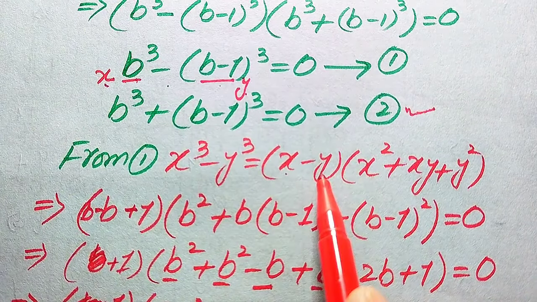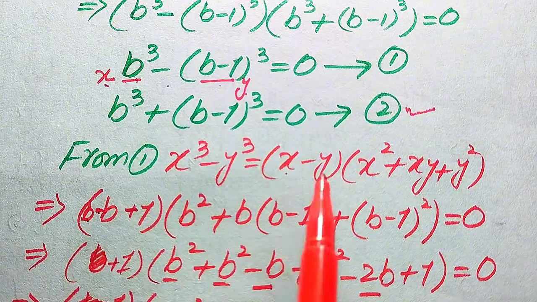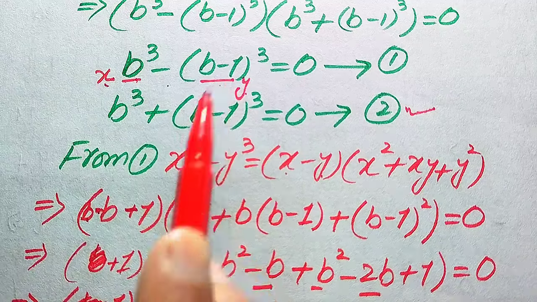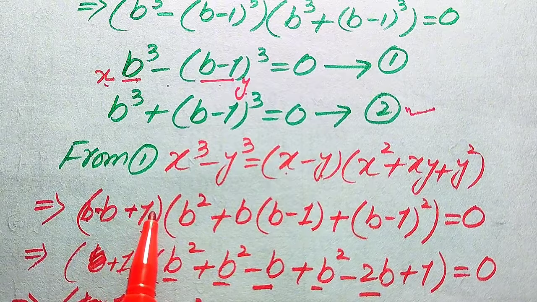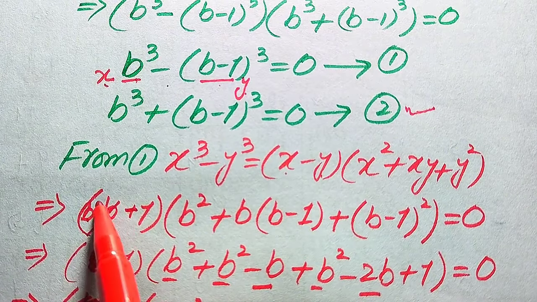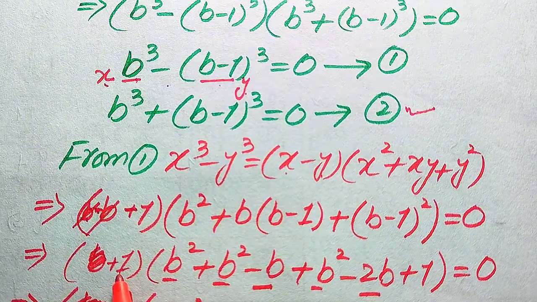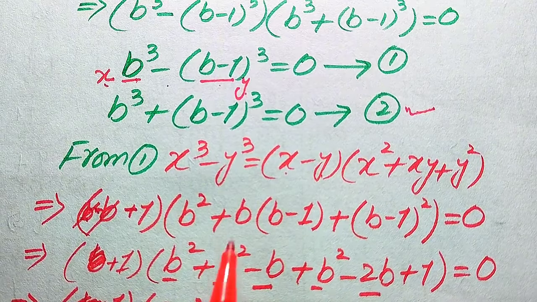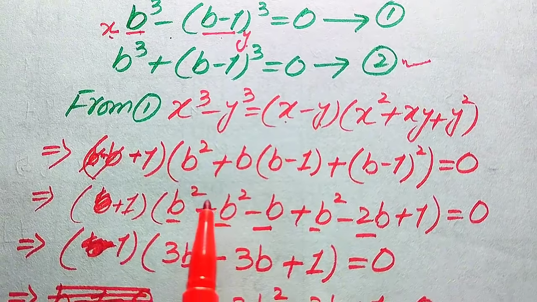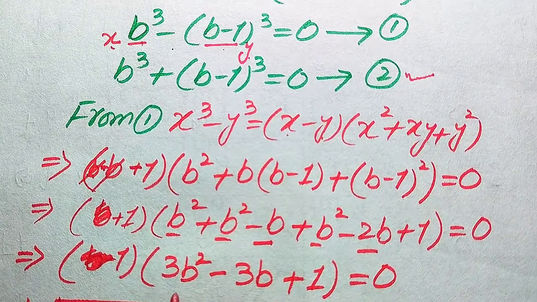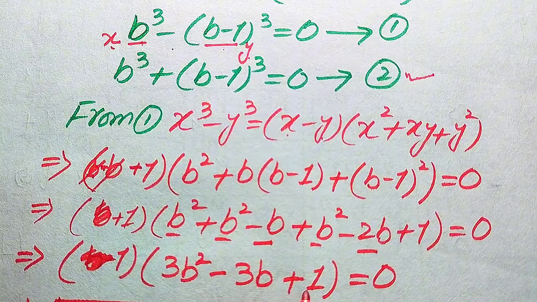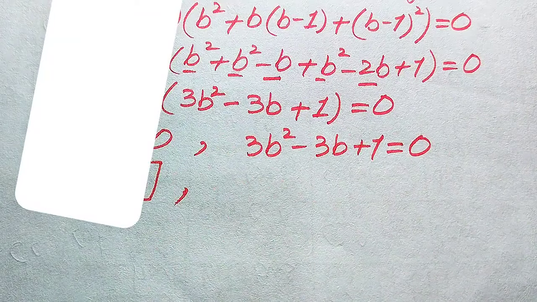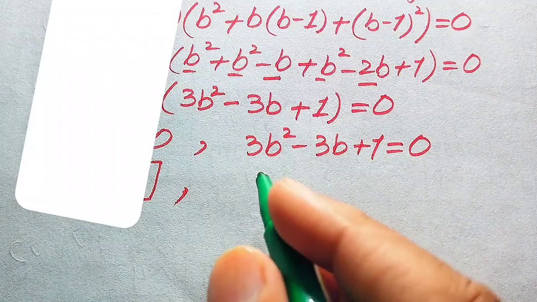So first you have x minus y, the value of x is b minus the value of y is (b minus 1), and when we multiply this negative sign on both of these values it becomes minus b plus 1. You see here the negative b and positive b are gone, and we get plus 1 only, and 1 is multiplied on this term. Then we simplify these terms, and we get 3b squared minus 3b plus 1 is equal to 0 here.